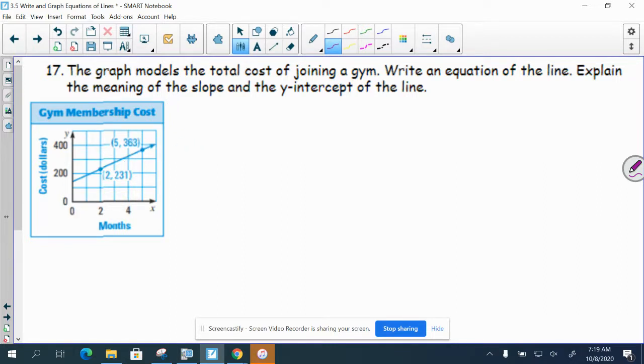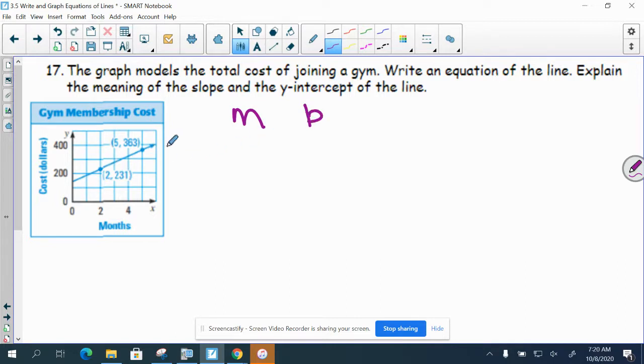Here, this graph models the total cost of joining a gym. Remember that time is always on the x-axis. That's always your independent variable. And usually cost is on the y-axis. That's your dependent variable. So cost depends on the month of your membership. It says write an equation of a line. So to write an equation, we need an m and we need a b.